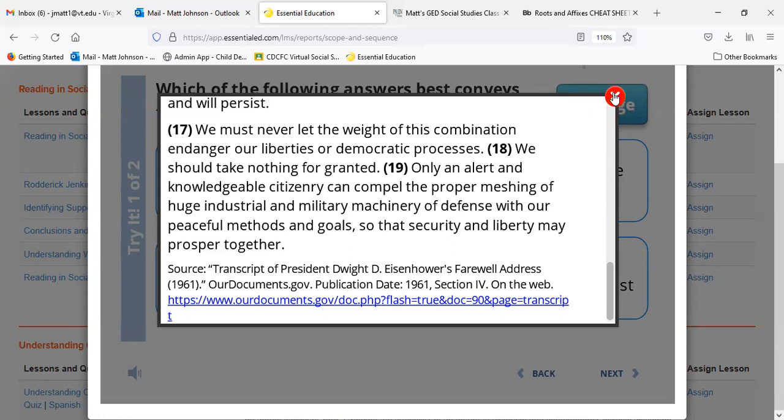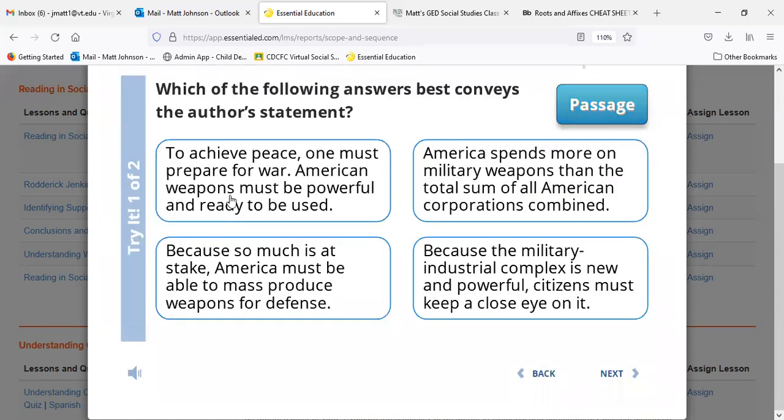And we have a citation at the end there where they got that information. We have the link here. If you actually want to click on it, it'll take you to the documents.gov website. You could read the whole speech. So our question then, which of the following answers best conveys the author's statement?